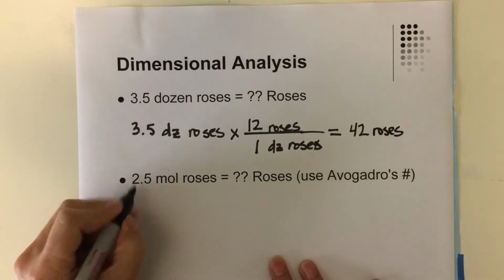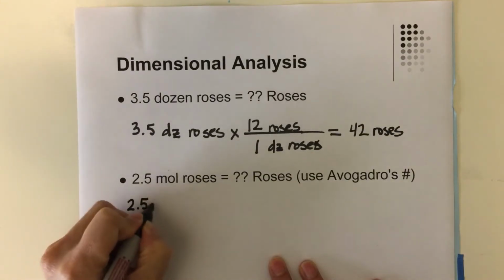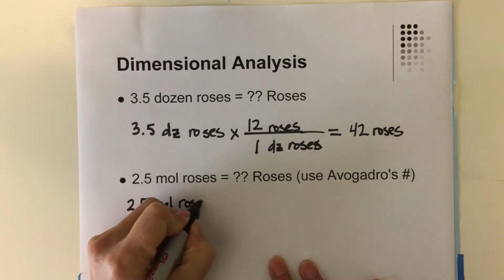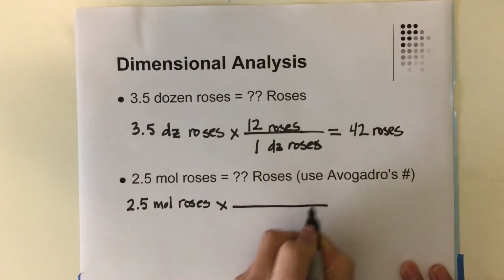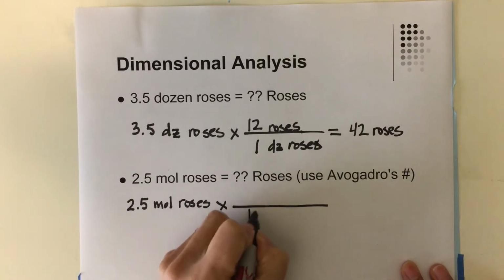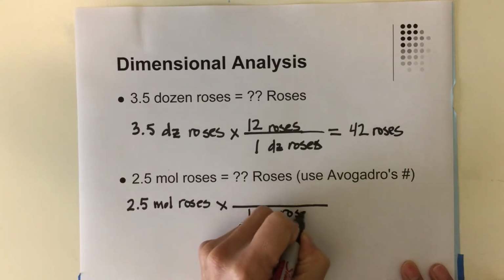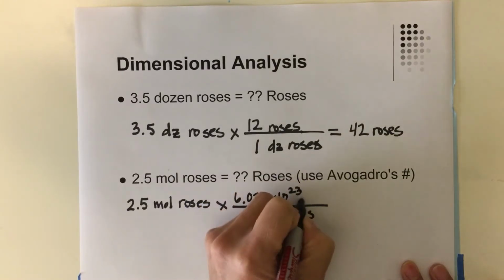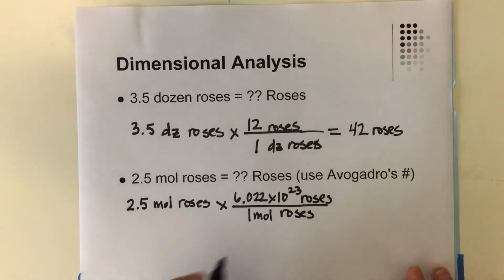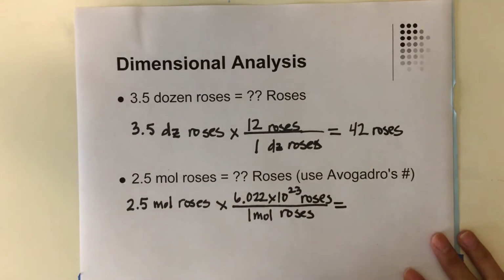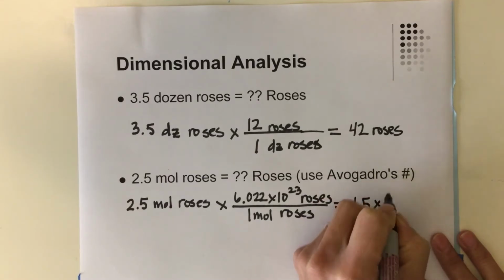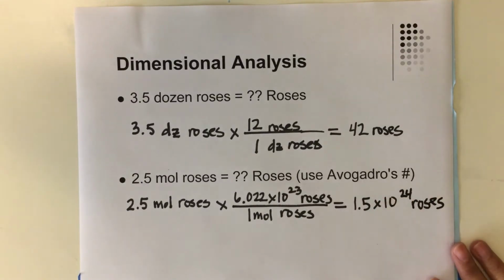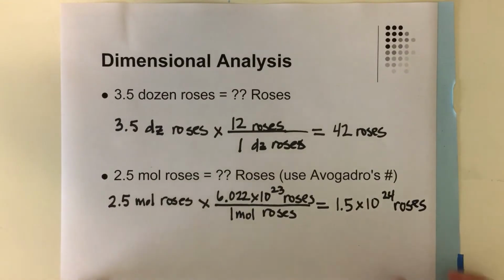Now we go to the next one. Now we have 2.5 moles of roses. So we're using this counting unit called moles rather than dozen. And in the same light, in 1 mole of roses, there are 6.022 times 10 to the 23rd roses. That's a large number, right? And so when you multiply these two, you get a large number as a result: 1.5 times 10 to the 24th roses. So this is a quick review on how to do dimensional analysis.